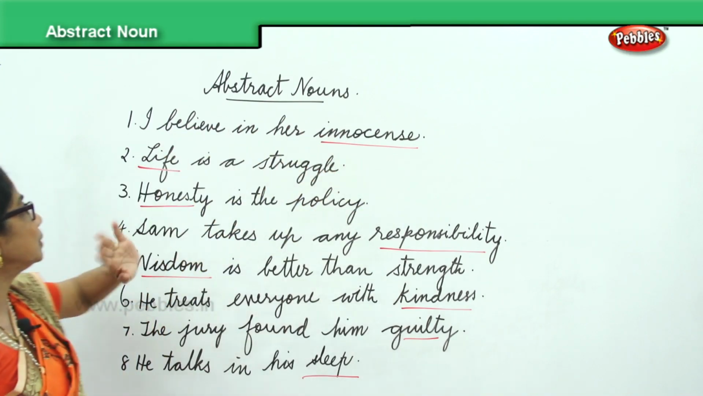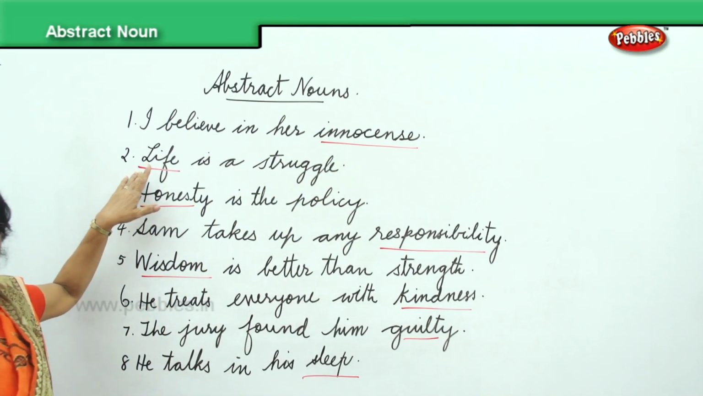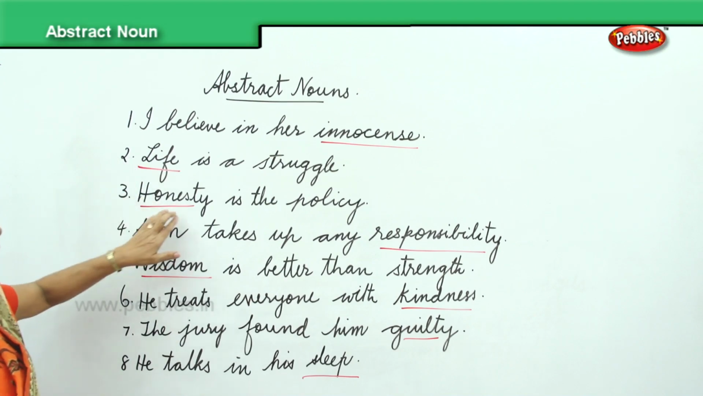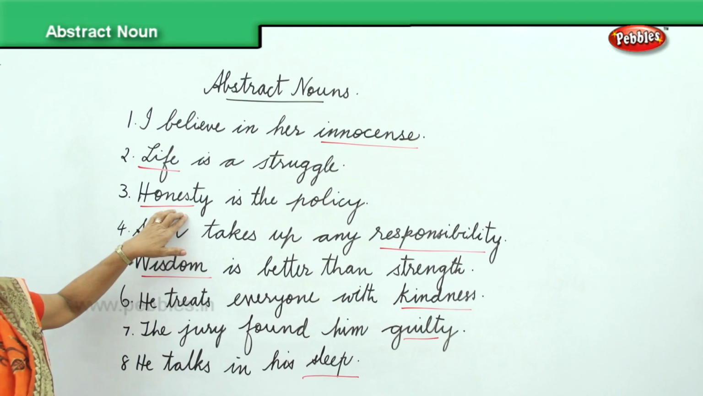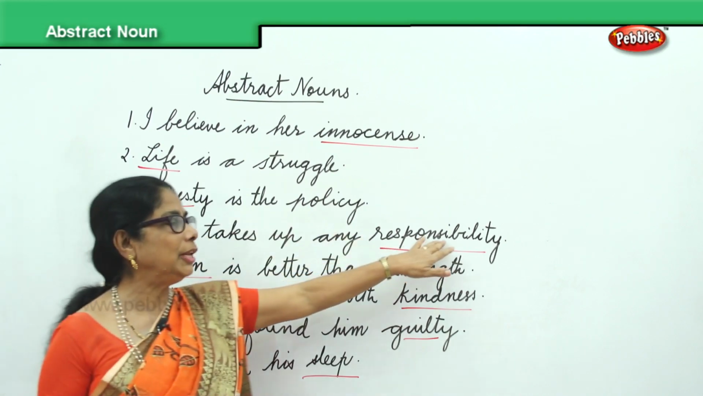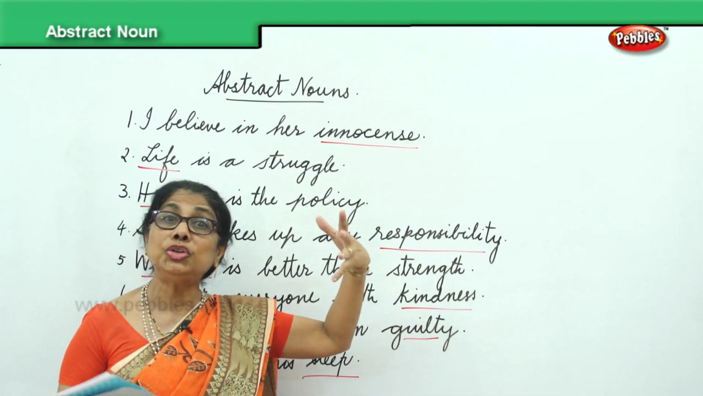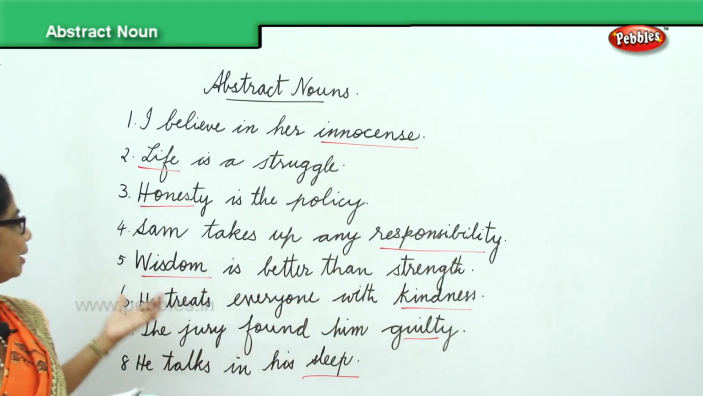That is the abstract noun. Life. We talk about life. Life is an abstract noun. Honesty. We talk about the honest people. Honesty is an abstract noun. Responsibility. All of us have responsibility. We can only talk about it. So that's an abstract noun.